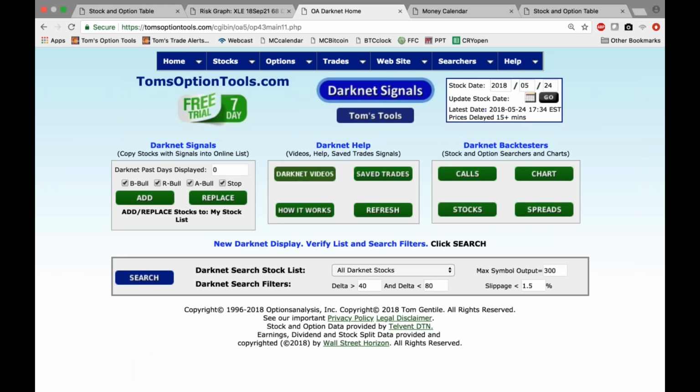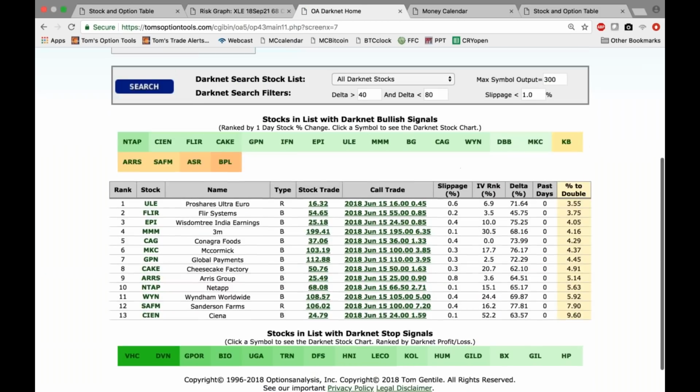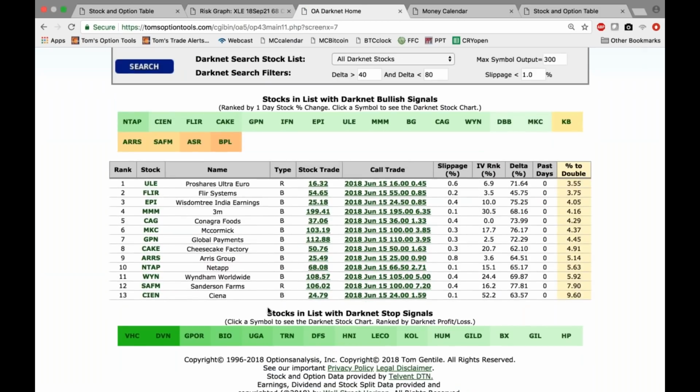Now, it shows nothing because you have to click on the search button, and you might want to change a few things around as to what search filters you're looking for. Whether you're going to look at all DarkNet stocks or something smaller, what does your slippage need to be? For me, I like my slippage to be 1.0 or less. This is fine right here. 1.0 or less will give me those stocks that have just the best amount of slippage. Here we go. There's 13 of them that popped up, and you can see all the slippage was below 1.0.